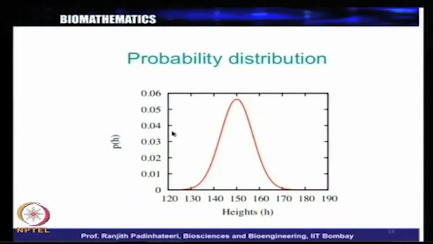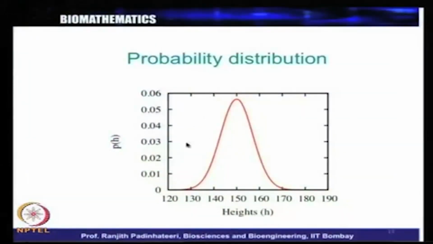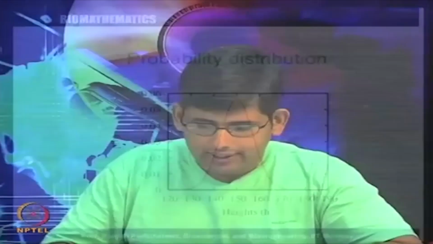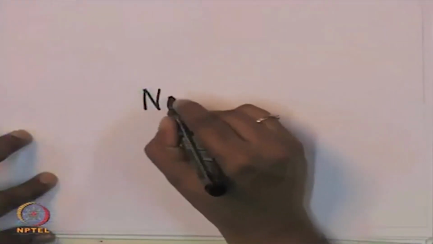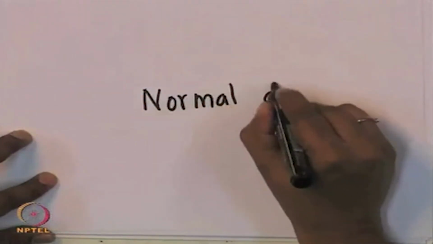We had a particular distribution in this fashion, a curve which looks like this. Now what is the name of this curve? Typically most things in nature have this bell shaped curve. This bell shaped curve or bell shaped distribution is called the normal distribution. So, let us write it: the bell shaped curve is called normal distribution.